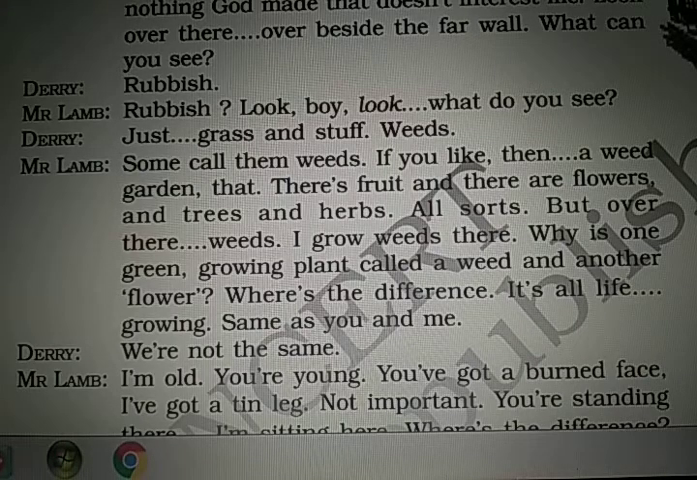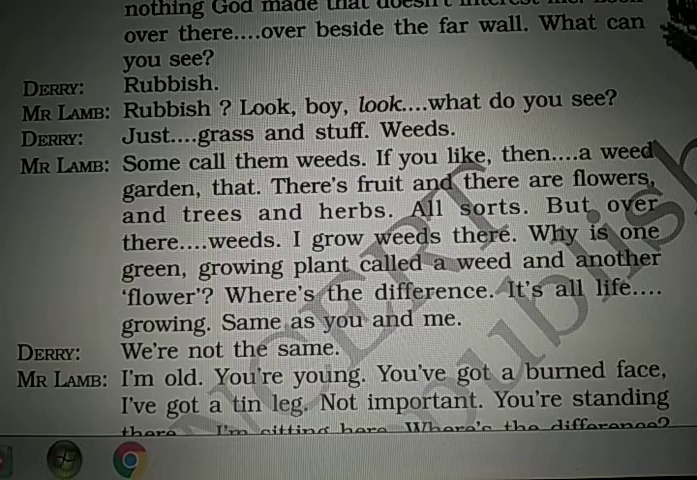There are fruits and flowers also in the garden, and trees and herbs. All sorts, everything is there. But in that corner of the garden, there are weeds. I grow weeds there. Why is one green growing plant called a weed and another a flower? Where is the difference? It is all life, growing, same as you and me. He was trying to answer the boy's questions and doubts.